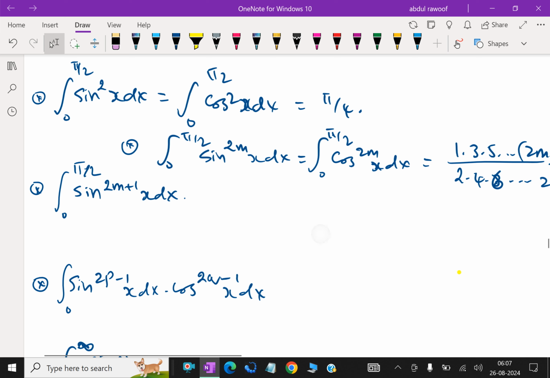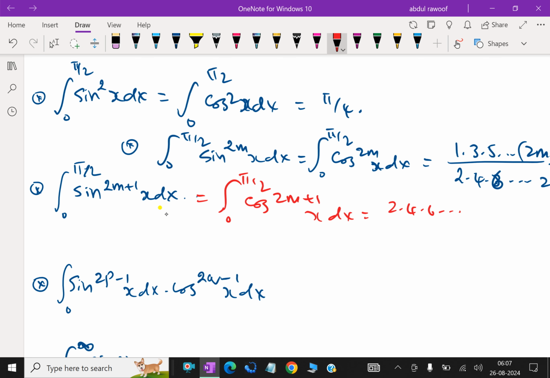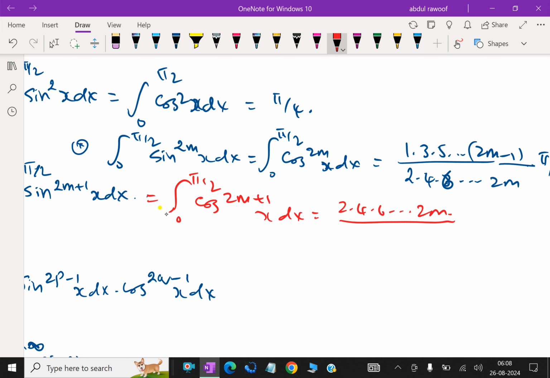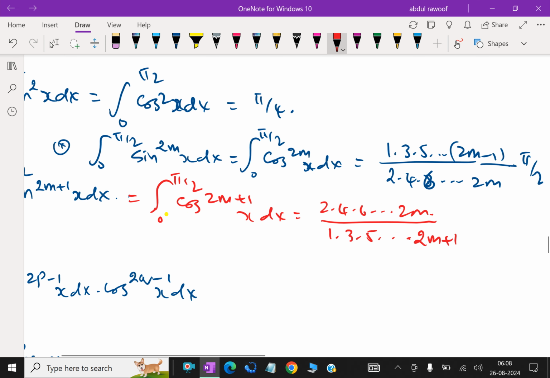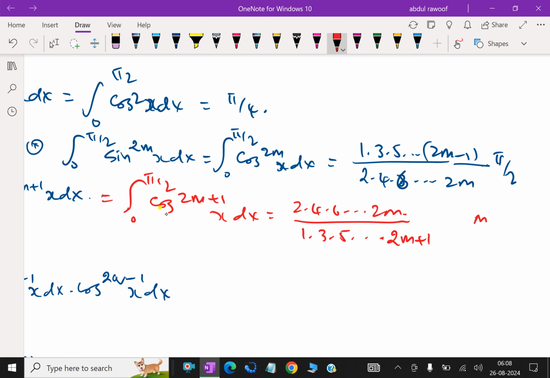Next result, the integral from 0 to pi by 2 of sin power 2m plus 1 x dx equals the integral from 0 to pi by 2 of cos power 2m plus 1 x dx, which is equal to 2 into 4 into 6 up to 2m over 1 into 3 into 5 up to 2m plus 1, where m equals 1, 2, 3 and so on.